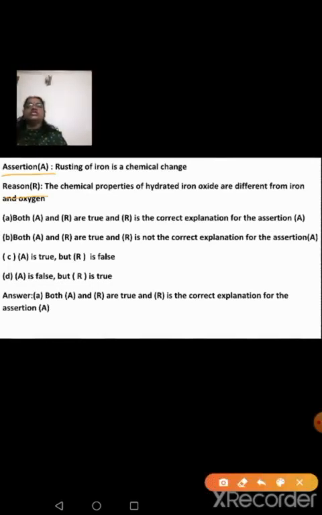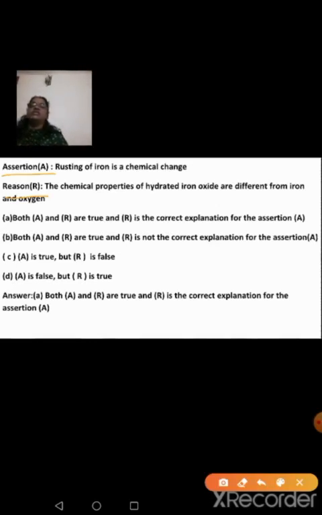That means both assertion and reason are true, and R is the correct explanation for the assertion A. That is, R is the correct reason for the statement given. And the second one is both A and R are true, but R, that is the reason, is not the proper explanation for the assertion. Then assertion is true but reason is false, or both can be false, can be true, like that they can give you any number of options. You have to go through the statements given and find out which option will come here.